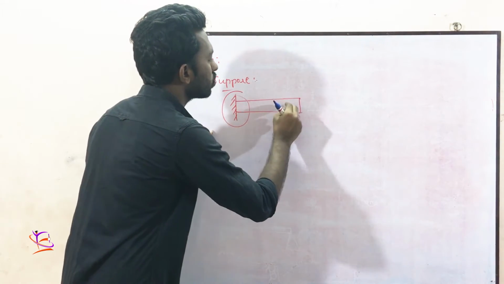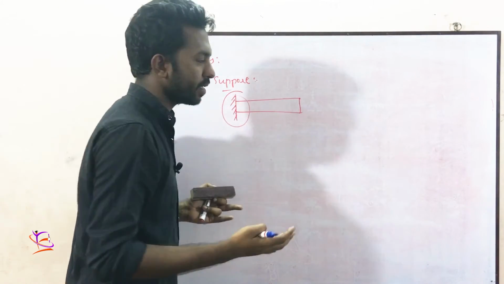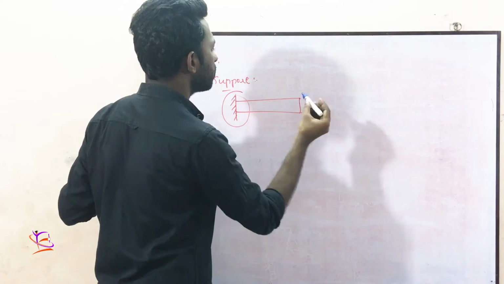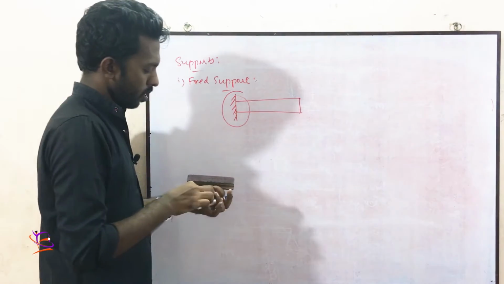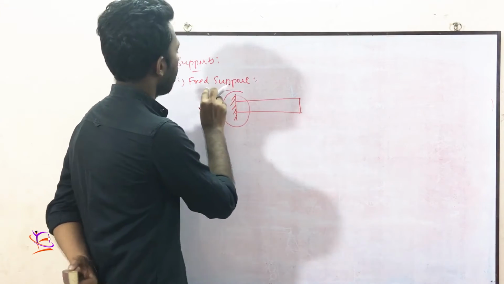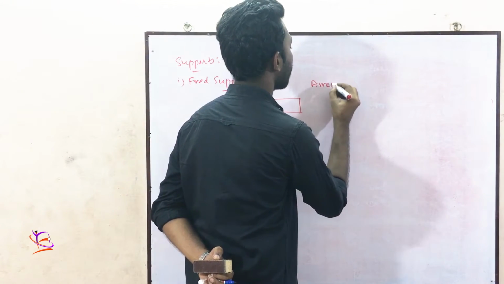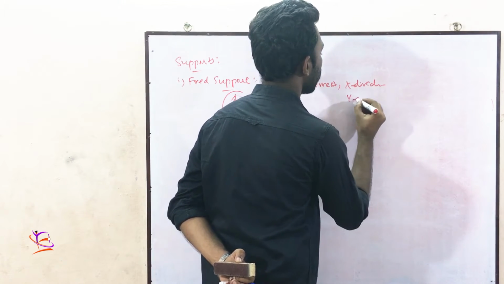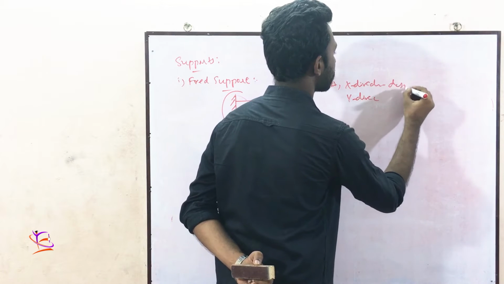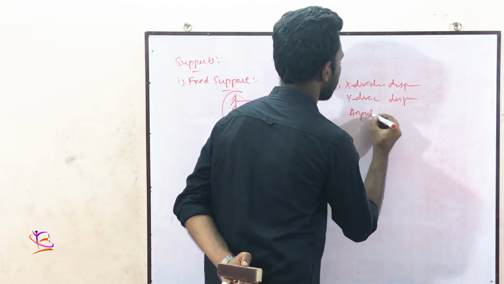Here some force is there. This is a beam, whatever the beam may be, here a cantilever beam, otherwise some other beam. Some load may be applied here. We can say that the fixed support will arrest the x direction displacement, the y direction displacement, and the angular displacement.